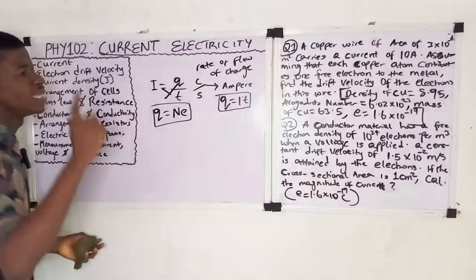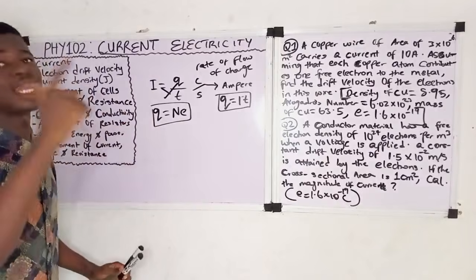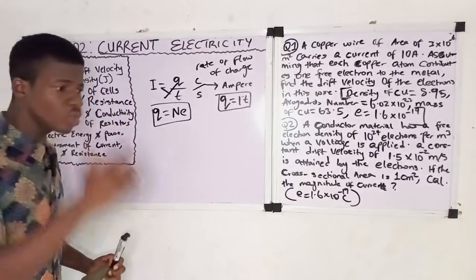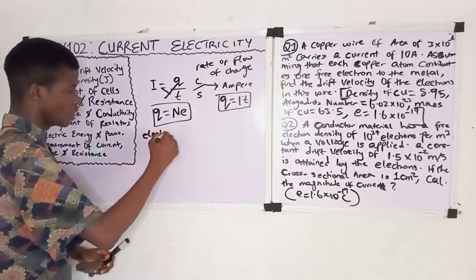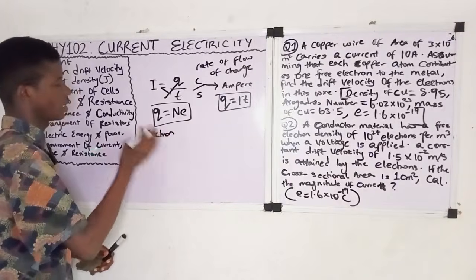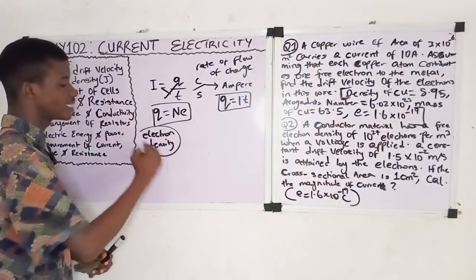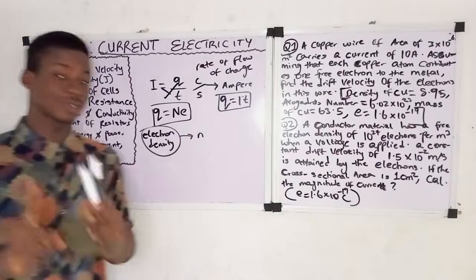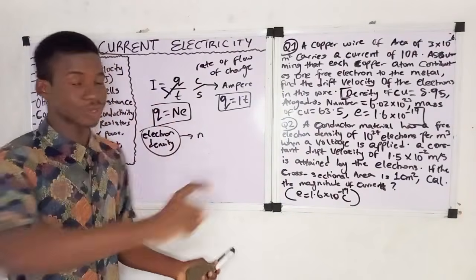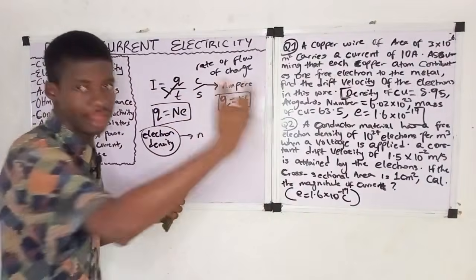How are we going to get it? Now, there's one quantity we know known as electron density. We are going to use this quantity to get electron drift velocity. So electron density, okay, what is it represented by? Remember, we want to use electron density to get an electron drift velocity.